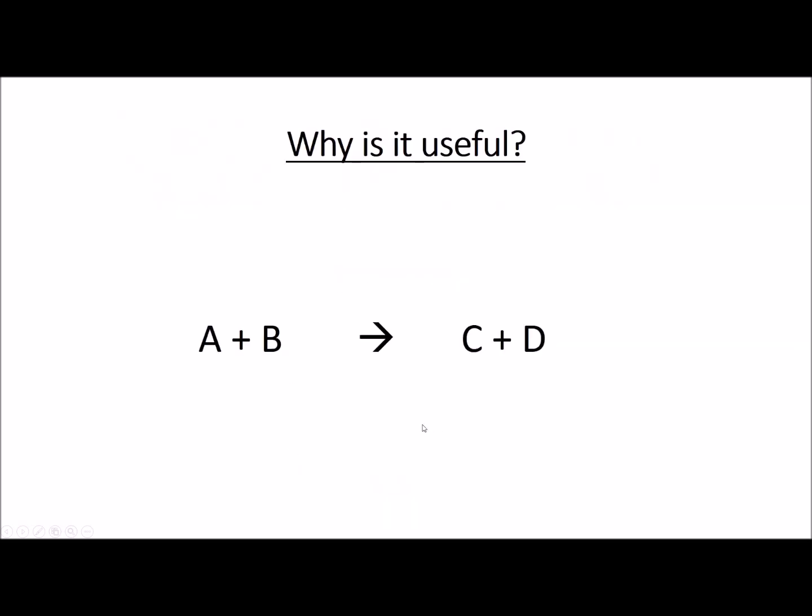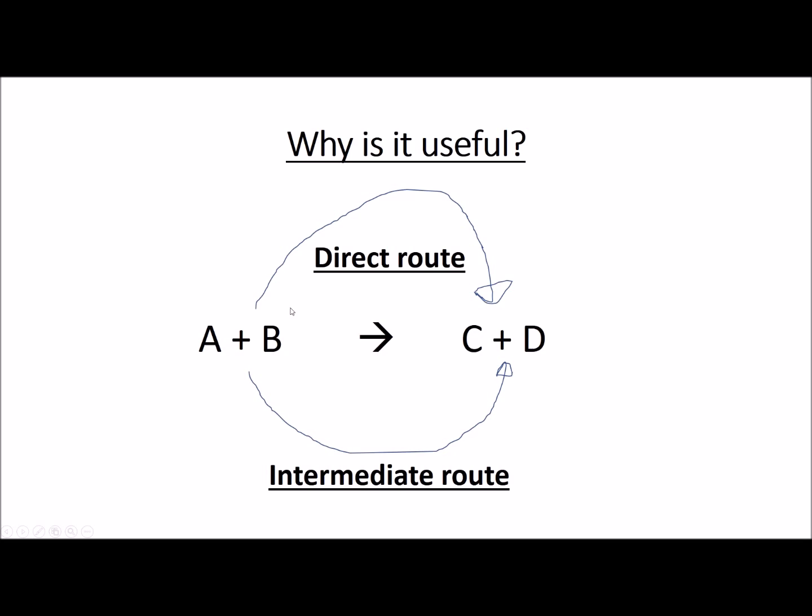Now why would this be useful? So let's say your direct route is very difficult to measure experimentally. You could then work out the sum of the intermediate routes to then figure out what your direct route would be, because they are both equivalent.